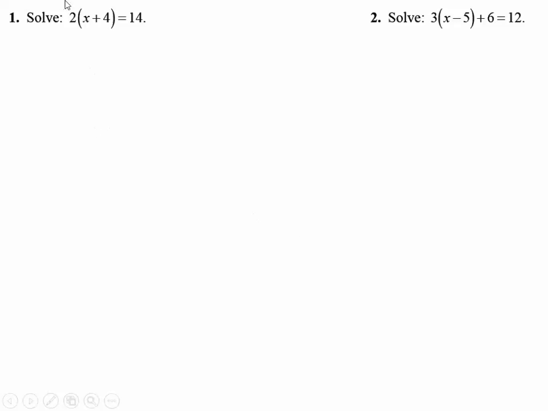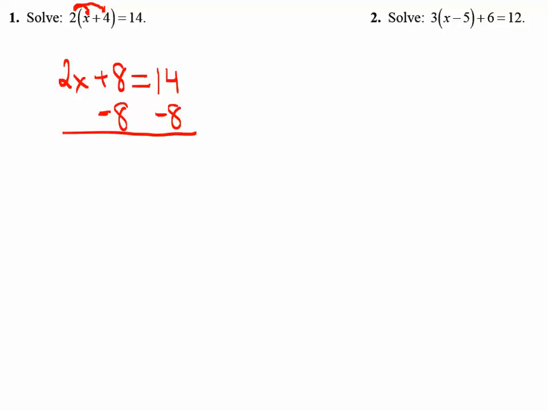Alright, so let's go for it here. So notice there's a parenthesis here. There's a 2 right in front of it, so that means there has to be a distributive property across here. So 2 times x, 2 times 4. At this point then we're subtracting 8 from both sides to get the 2x by itself at least. So 2x equals 6. And then dividing both of those by 2, we get our final answer of x is equal to 3.